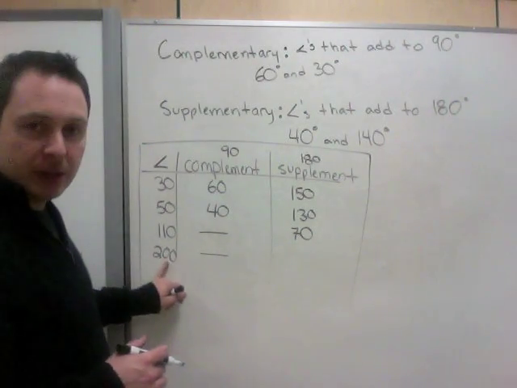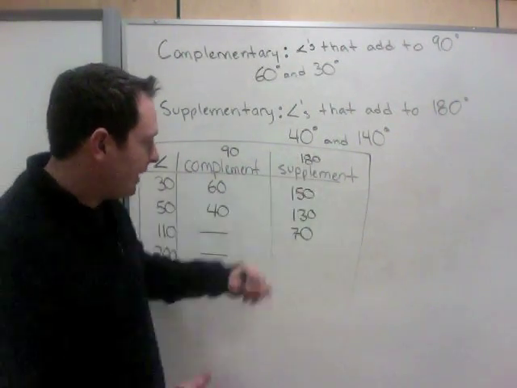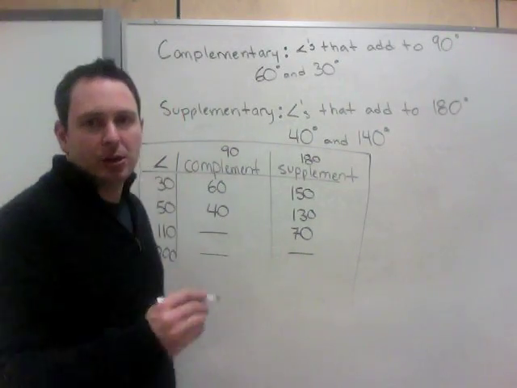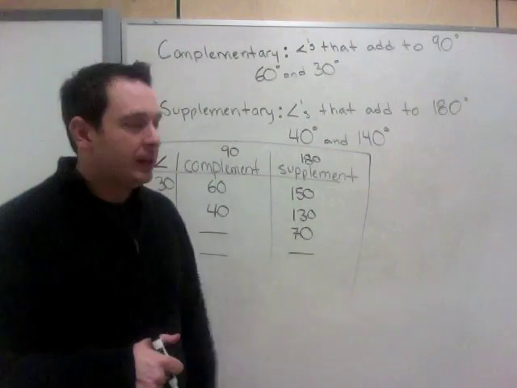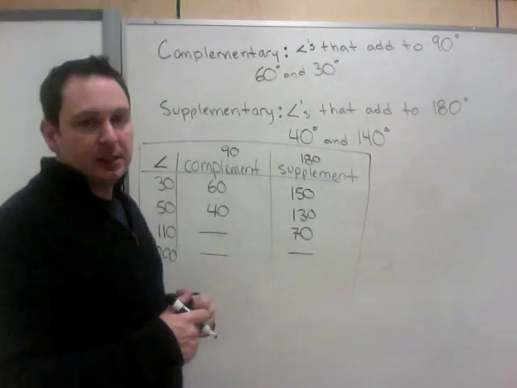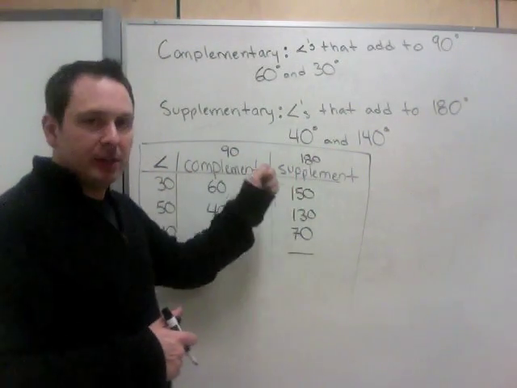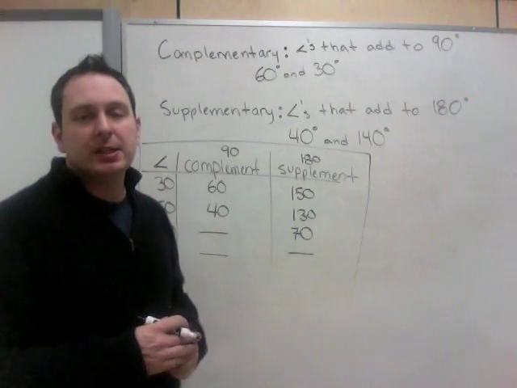And last, 200. What can we add to 200 to get to 180? Nothing. It's not possible. So when something asks you what is complementary to it, find what it takes to get to 90. Supplementary, what to make 180 together.